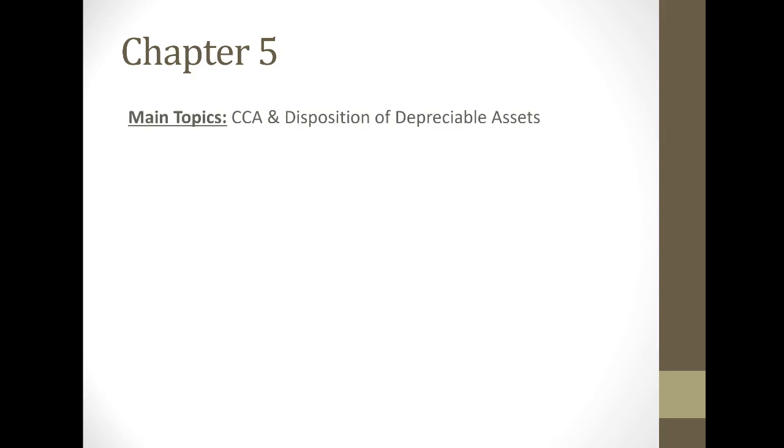Now in Chapter 5 we talked about capital cost allowance, and capital cost allowance is basically tax amortization. Now we focused on how to calculate capital cost allowance and what to do with the disposition of these depreciable assets. Those were the two main topics we covered in Chapter 5.